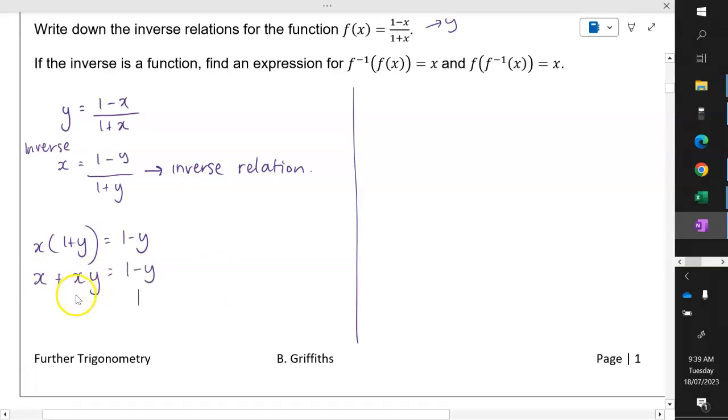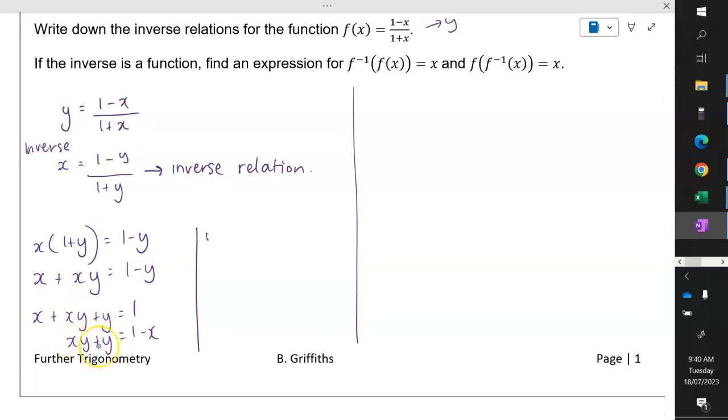Now, the aim is to try and get y equals, so we need to get our y's together. So let's pull that minus y to the other side. So we're going to get x plus xy plus y is equal to 1. I now might get that x here to the other side. So we'll move that x over. So I get xy plus y is equal to 1 minus x. And I can factor the y's out here. So I'm going to get y times x plus 1 equals 1 minus x.